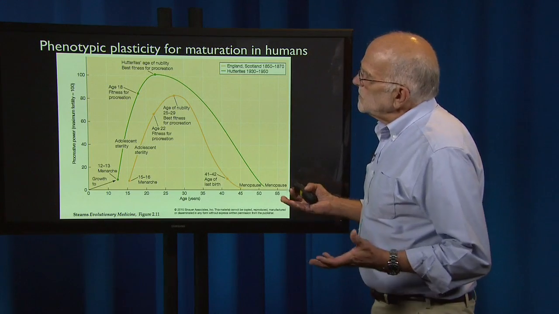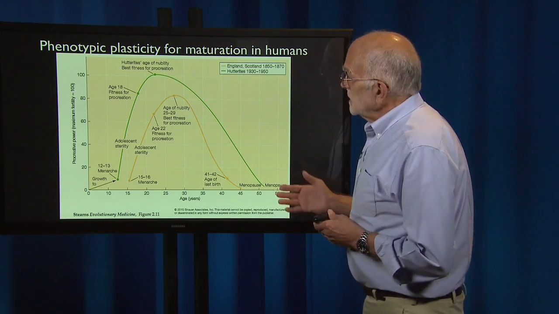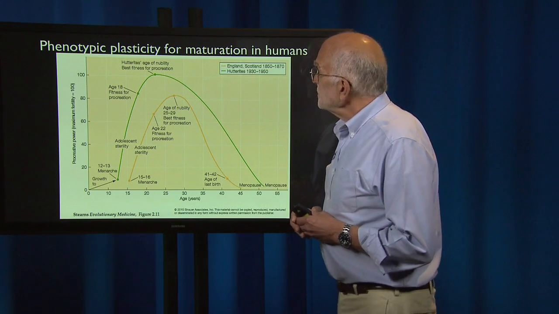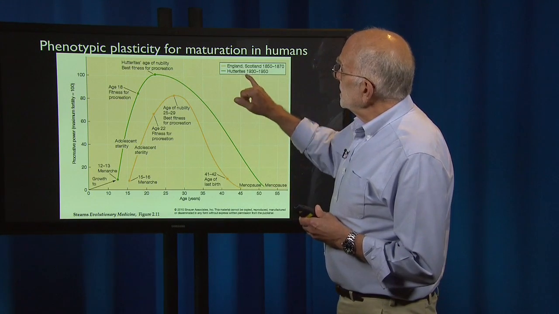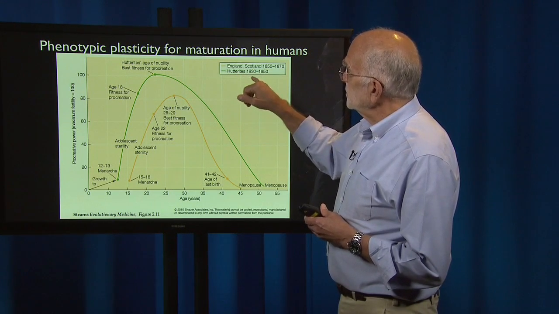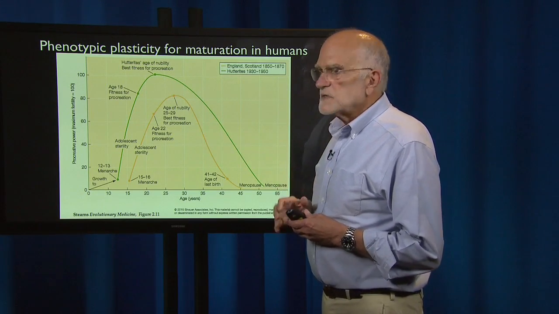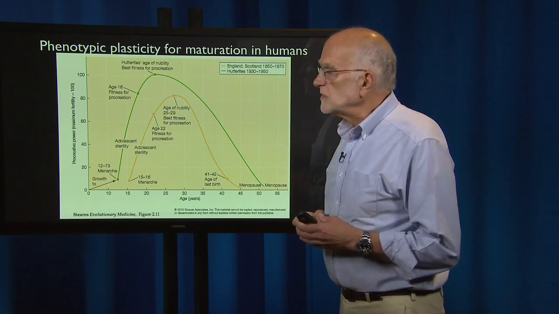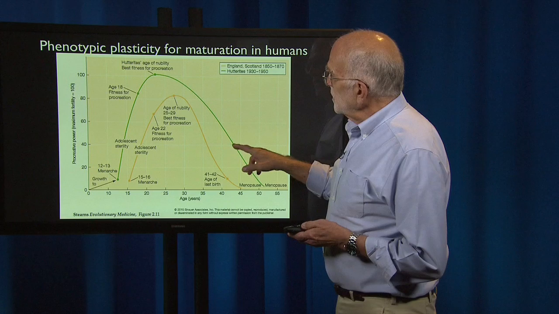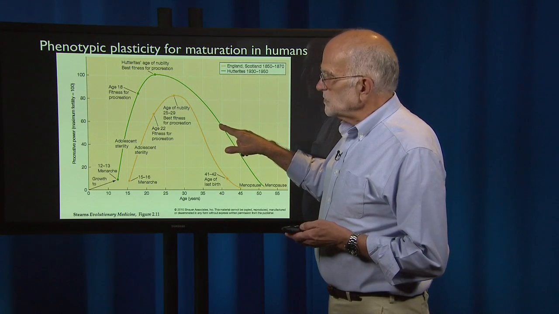Now, what do human females actually do? They are phenotypically plastic. This is Rose Frisch's data on women in England and Scotland from the 19th century and from Hutterites in Iowa from the 20th century. And the women in England and Scotland in the 19th century were stressed by poor nutrition and hard work. And the women in Iowa in the 20th century were growing better and they weren't as stressed.